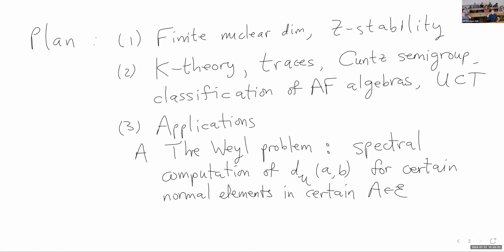So why am I calling this the Weyl problem? This goes back to a theorem of Weyl over 100 years ago, 1912 or something. And the theorem for matrices is that if you give me two self-adjoint matrices, then the distance between their unitary orbits is just the distance between the eigenvalues. So that's what I mean by spectral computation.